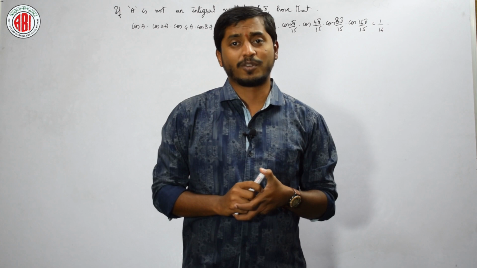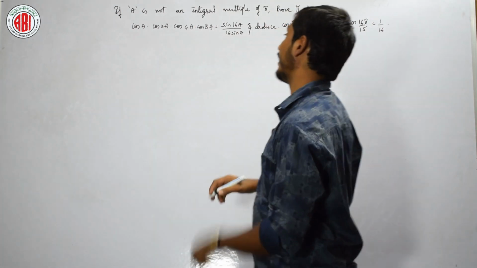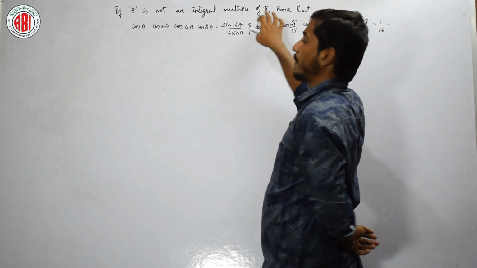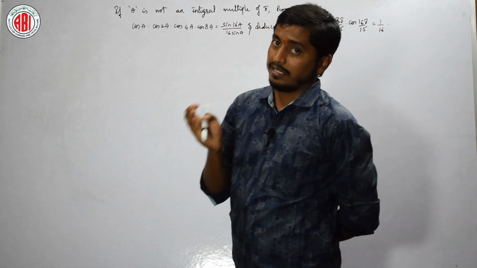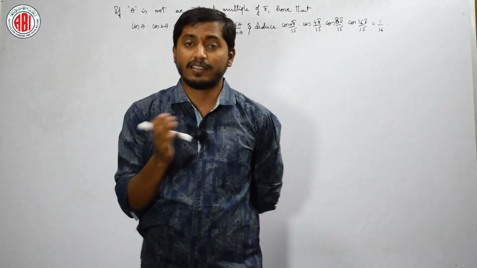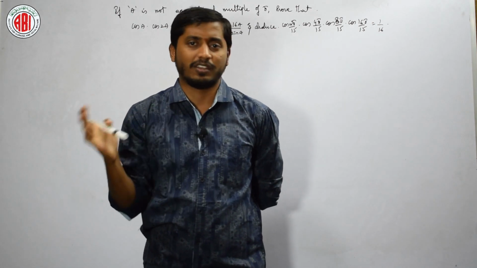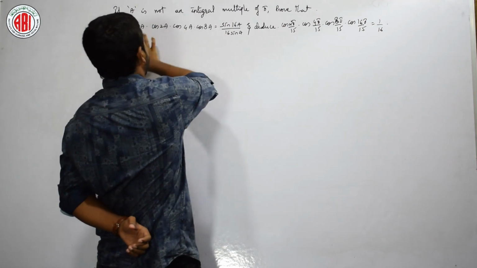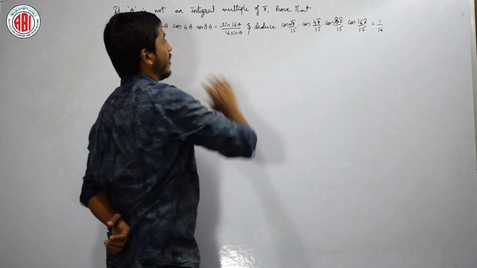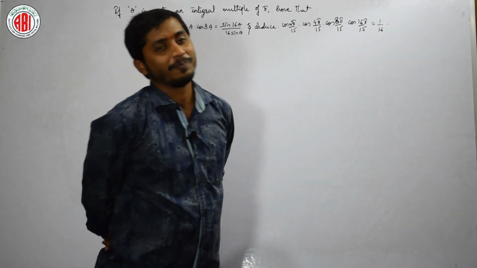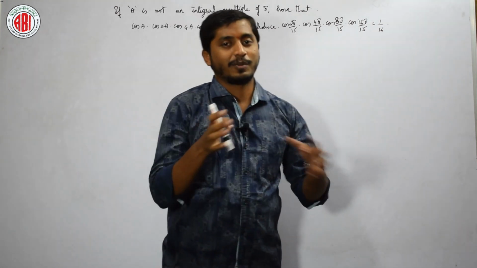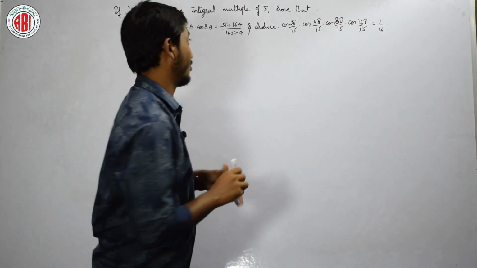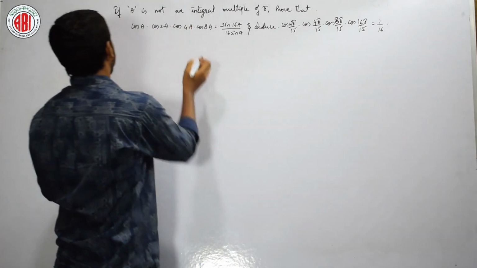Let us start with the next problem. What is the question given here? Here he is telling that A is not an integral multiple of pi, which means it should not be pi, 2 pi or 3 pi or whatever, isn't it? Then he is asking us to prove that cos A cos 2A cos 4A cos 8A is equal to sin 16A by 16 sin A. This is a kind of tricky problem, but it will be one of the easiest problems if you see how to solve it. See, here I will solve.